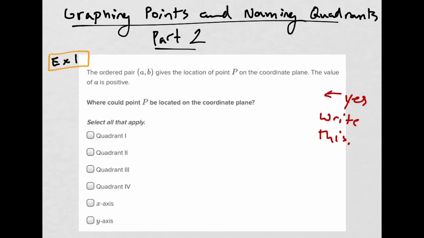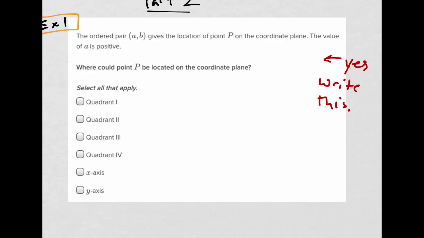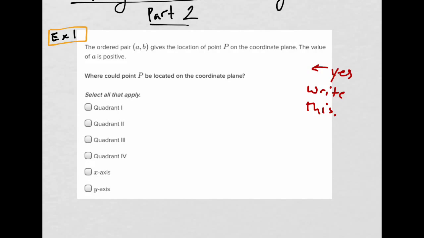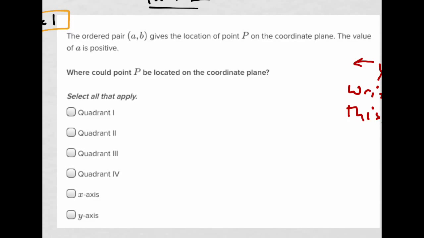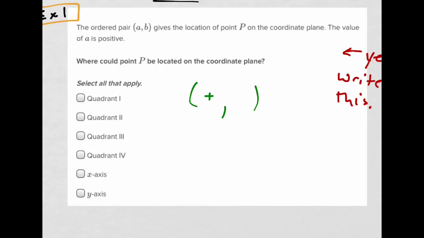The ordered pair (A, B) gives the location of point P in the coordinate plane. The value of A is positive. What does this mean? Okay, so let's see how we can piece this together. It says we have A, B, and A is positive. So, what does that mean? Okay, there's three options. If A is positive, B could be positive, negative, or 0.